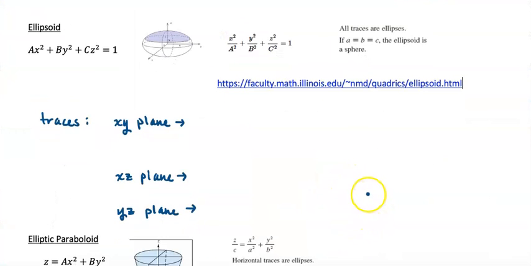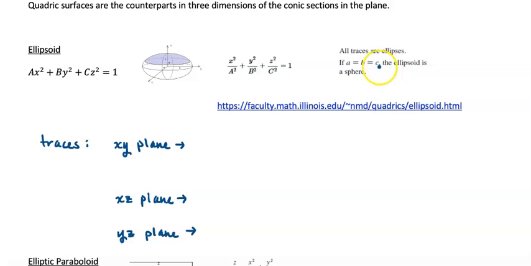All right. And if A, B, and C are the same, that means this ellipsoid is a sphere. Just like in 2 dimensions, when our coefficients of x squared and y squared are the same, then we know that this is a circle. If not, then it's an ellipse. So let's actually look at these traces.